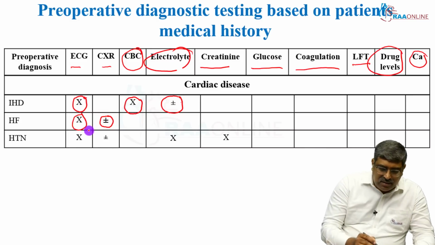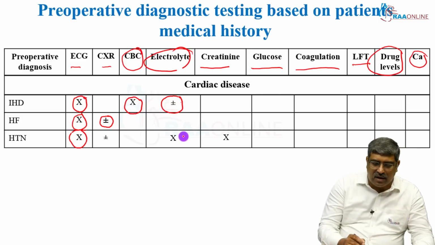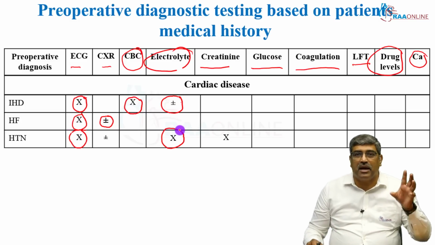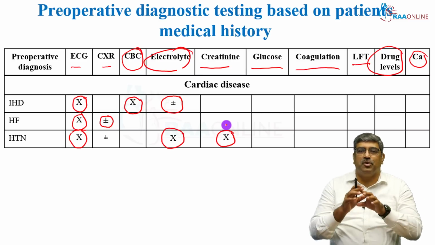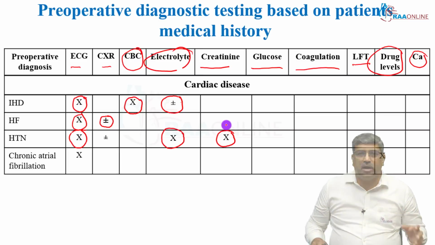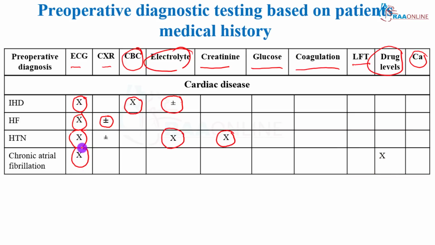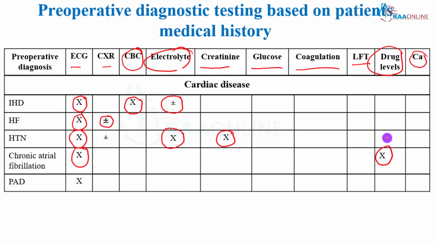In hypertension, the patient might require an ECG, and the patient might be on multiple drugs which can affect the electrolyte balance. So, you have to do the electrolyte level, and since patients are prone to kidney disease, you do a creatinine level also. In chronic atrial fibrillation, to assess the rhythm, you need the ECG and drug level. If the patient is on digoxin or something for atrial fibrillation, you should assess the drug level for that particular drug. Coming to peripheral artery disease, you require an ECG, and if the patient is on any antiplatelet or other anticoagulation medication, you need coagulation testing.